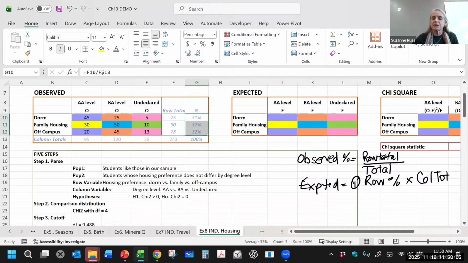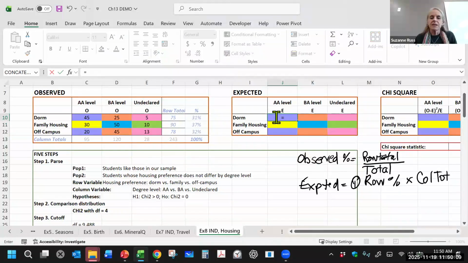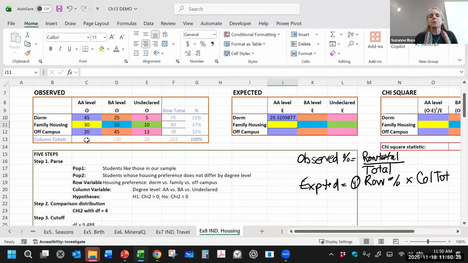The column total for the observed, I guess. So in other words, we're asking ourselves, for the number of people at the AA level who are living in the dorms, what is 31% of, we'll put the times sign for "of," these 95? We should have a number that's around 30-ish, and we have 29.32. So that's what we would expect.